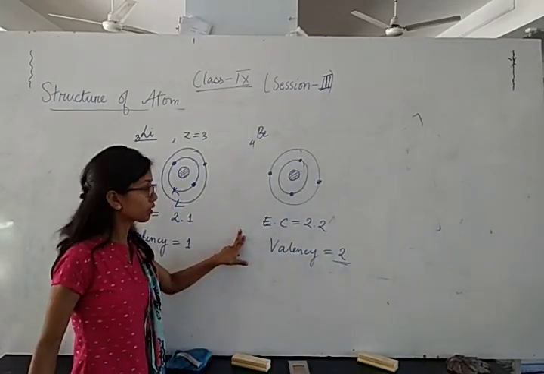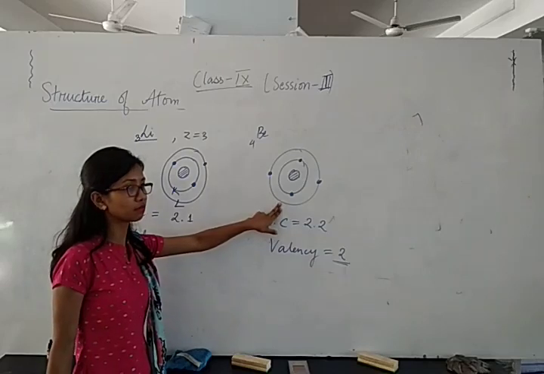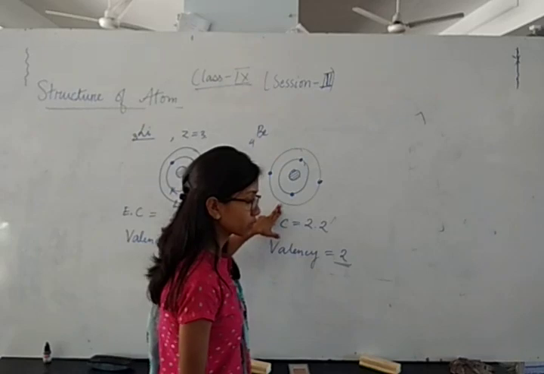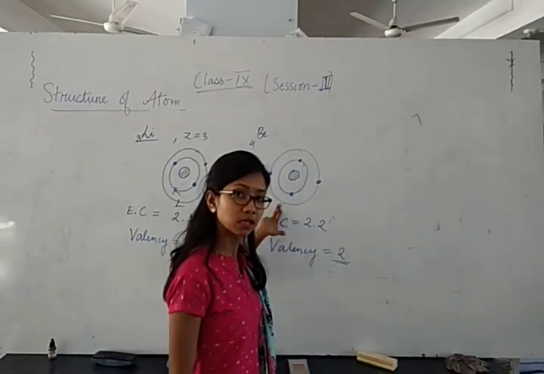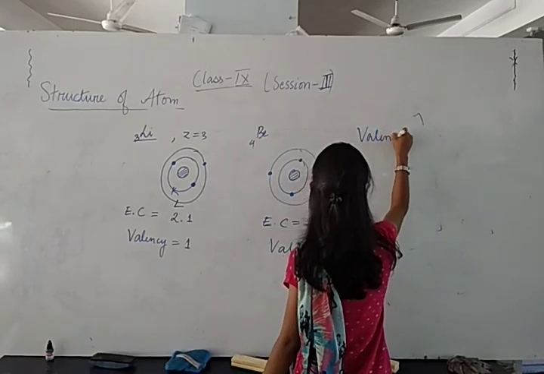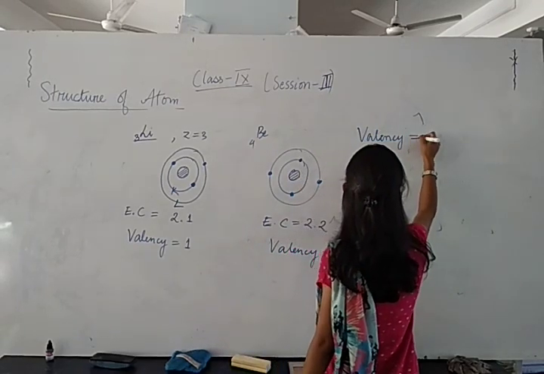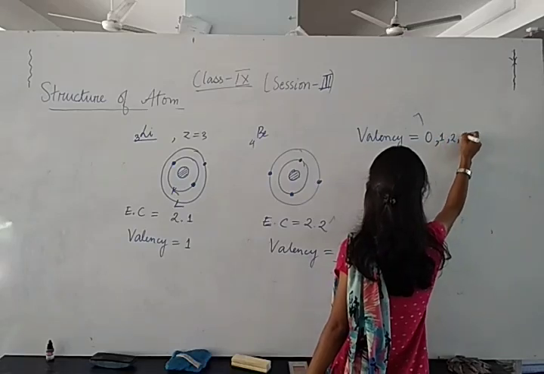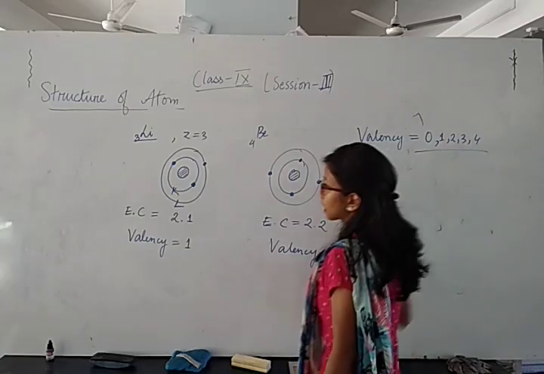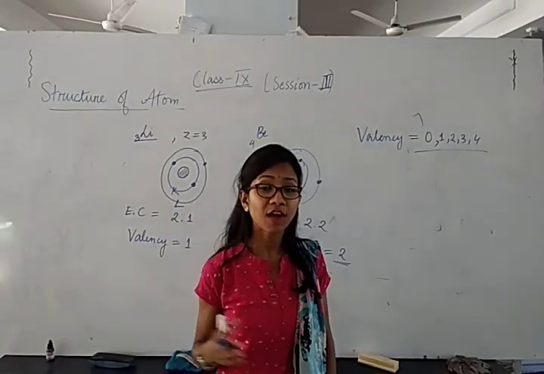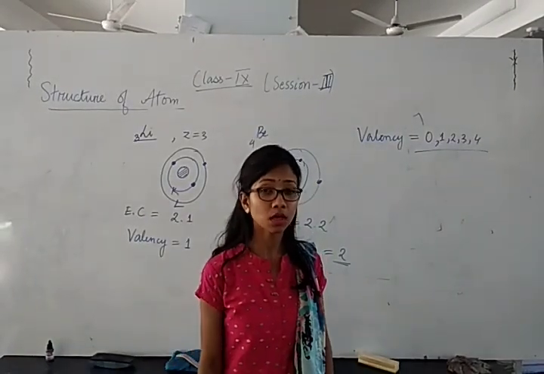Is it clear? The valency is always calculated from the number of electrons present in the outermost cell. One more thing: valency can be 0. Valency can be 0, 1, 2, 3 and 4. These numbers can only be valency. Valency can never be equal to 5, 6, 7, 8, 9, 10. This cannot be the valency.